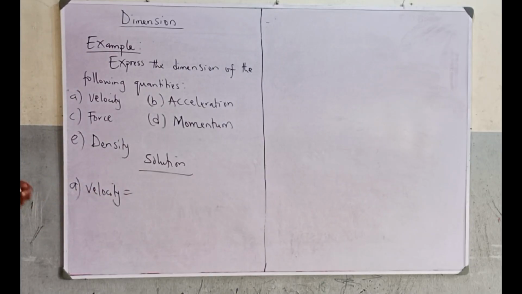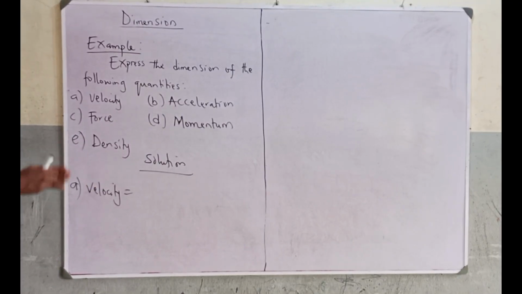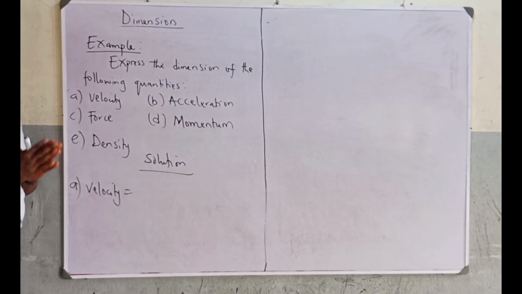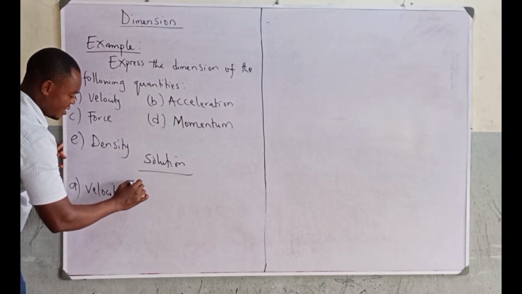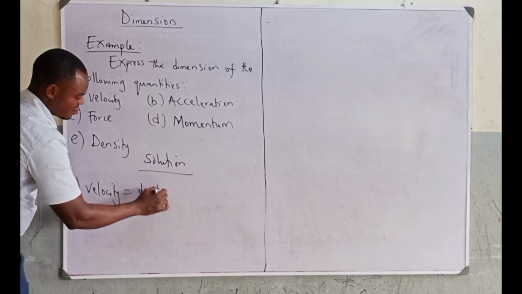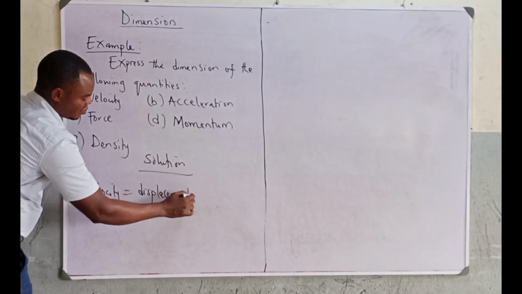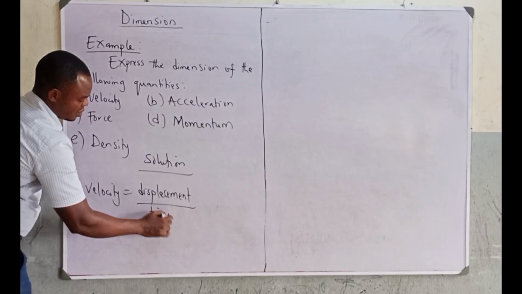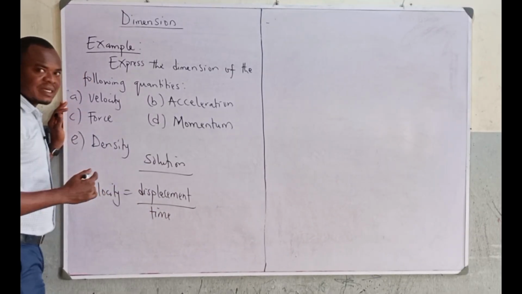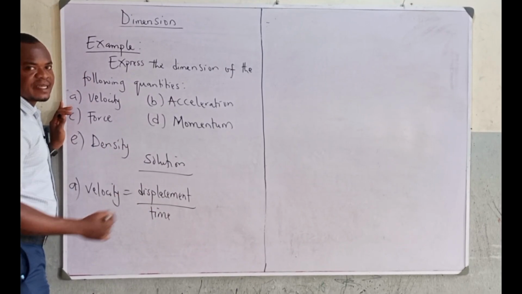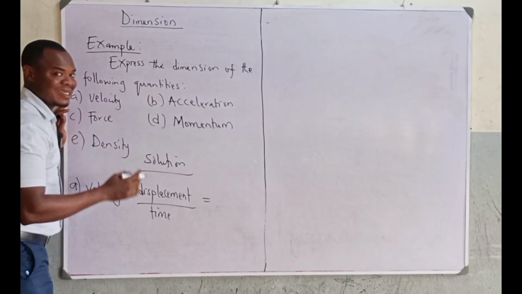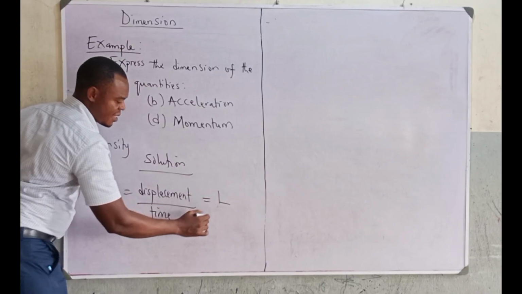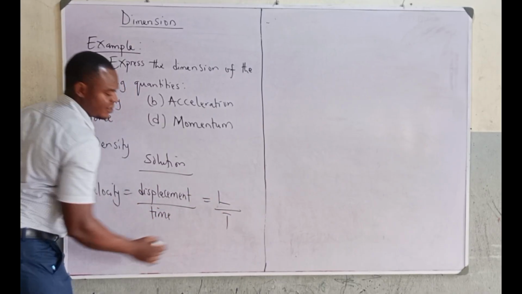Now velocity is displacement over time. Once you know the formula of a given quantity, the dimension is very simple. The velocity is displacement over time. Now, what is displacement? Displacement is distance in a specified direction. So since it's talking about distance, it's length, capital L, over time, capital T.